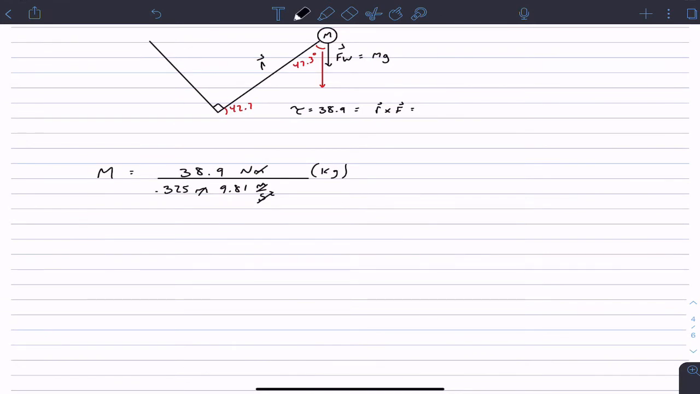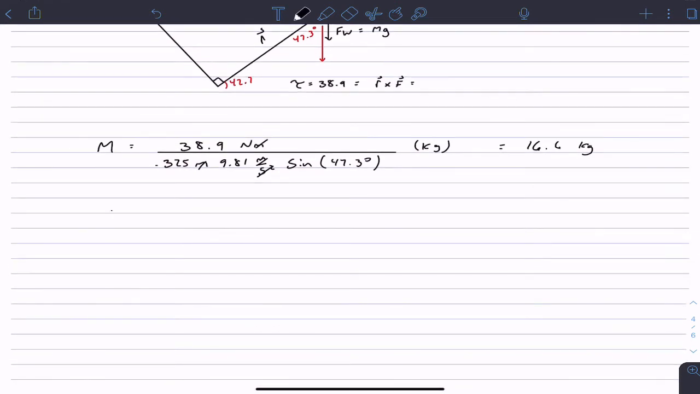Okay, so what is this when we plug it into the calculator? Oh, we also need, don't forget the sine of 47.3 degrees. Right? So this gives us a value of 16.6 kilograms. So the mass of the dumbbell is 16.6 kilograms, or approximately 37 pounds.